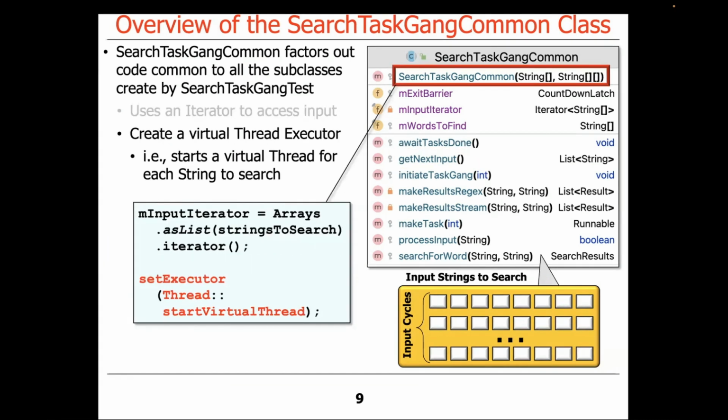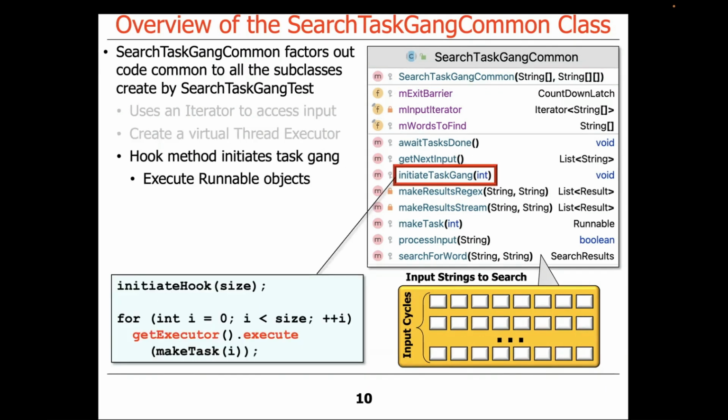The next thing we're going to do is create a virtual thread executor that will start a new virtual thread for each string that's going to be searched. And to do this, it's actually very cool. We make ourselves an executor by calling the setExecutor method here, which is a setter method that's defined in the TaskGang framework itself. And we pass in a method reference to start virtual thread. And start virtual thread is this cool modern Java capability that will create a new virtual thread every time the executor's execute method is called.